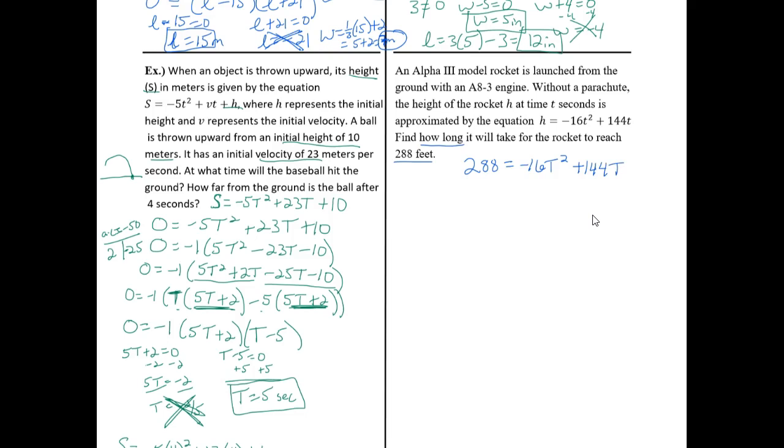So I have this polynomial I need to solve. And I'm going to start by getting everything on one side and setting it equal to 0. So I would subtract 288 from both sides. So 0 equals negative 16t squared plus 144t minus 288. Alright, from there we're going to factor.